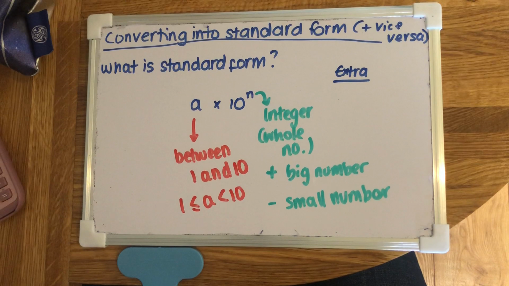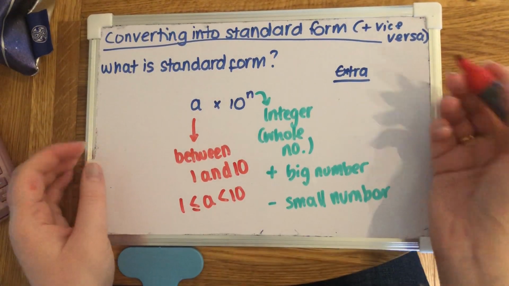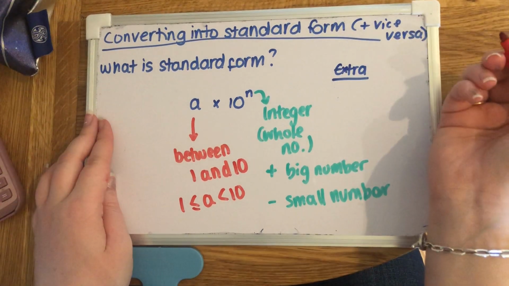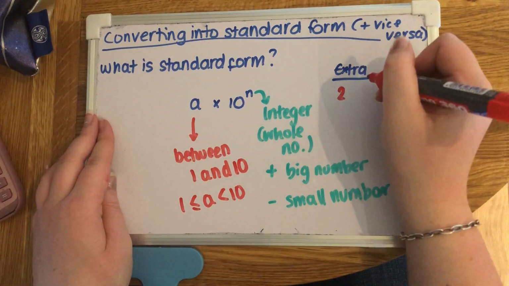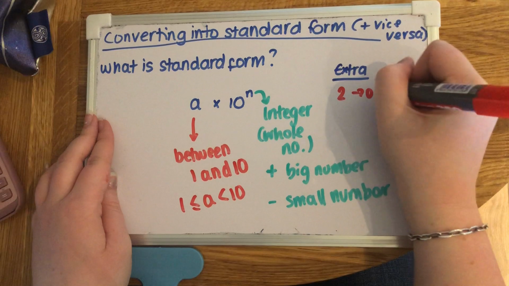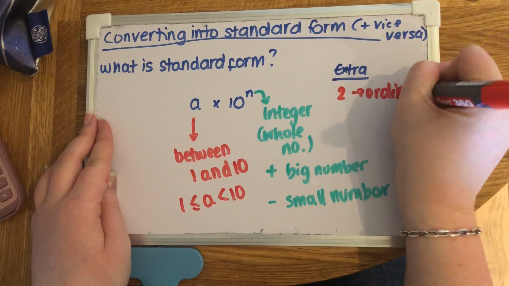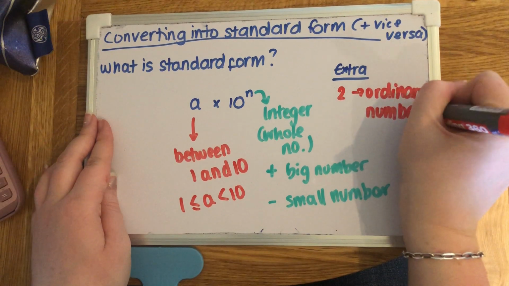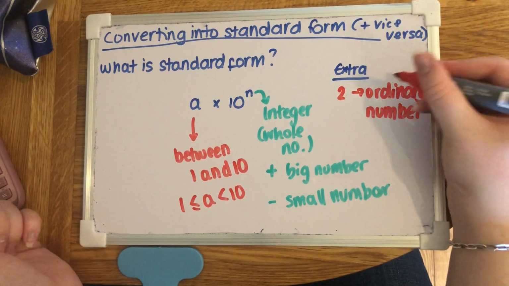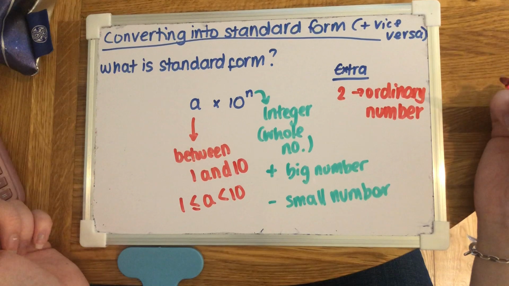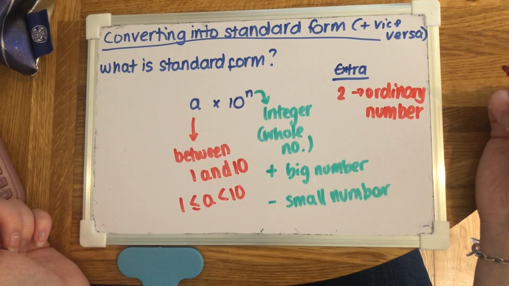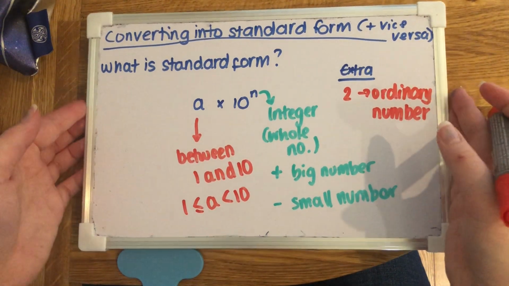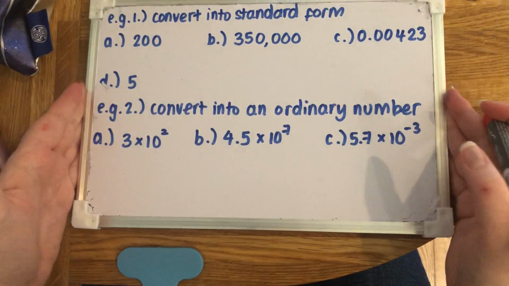Just one more thing I wanted to add, which is why I've written extra. You've got standard form, and numbers that we normally have, like 2 for example, are just called an ordinary number. Sometimes it says convert into standard form or convert into an ordinary number. Ordinary just means back to how we are used to it. So we're going to do some examples of converting.